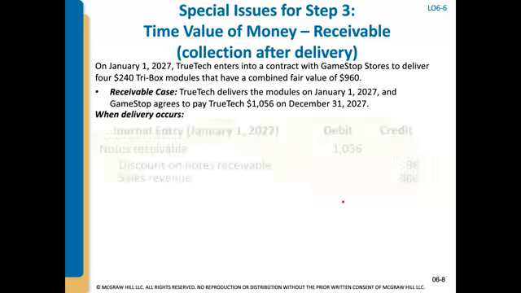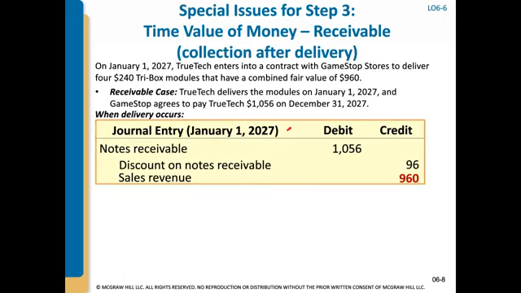So let's see what gets recorded on 1/1. Well, on 1/1, TrueTech actually delivered those products to GameStop, and so they have satisfied their performance obligation and should rightfully recognize the revenue on that sale. So the sales revenue is for the fair value of those modules, which is $960. So they are going to credit sales revenue for $960. They should be receiving cash for $1,056 at the end of the year, so they're going to debit notes receivable for $1,056.